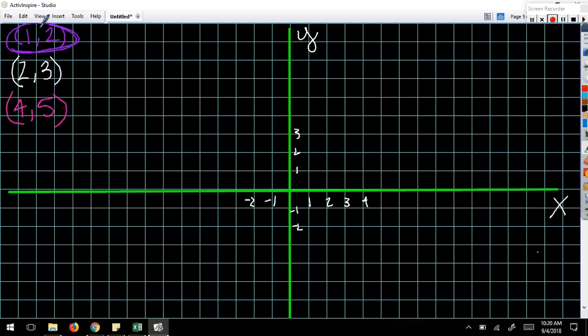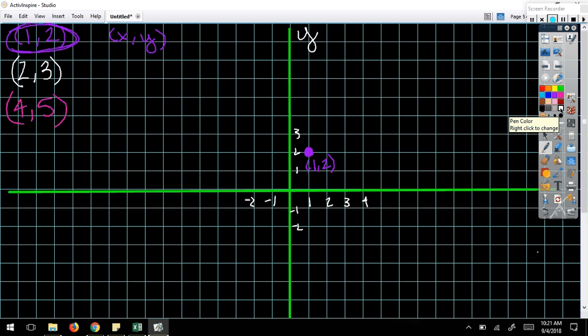Okay? So let's graph the first one, the one that's in purple here. 1, 2 is what I want to graph. So remember X, Y. So X is 1, so I go over 1, and then I go up 2. All right, so this is the point 1, 2. Is everybody good on graphing that? Yes. Over 1, up 2. Easy, good.